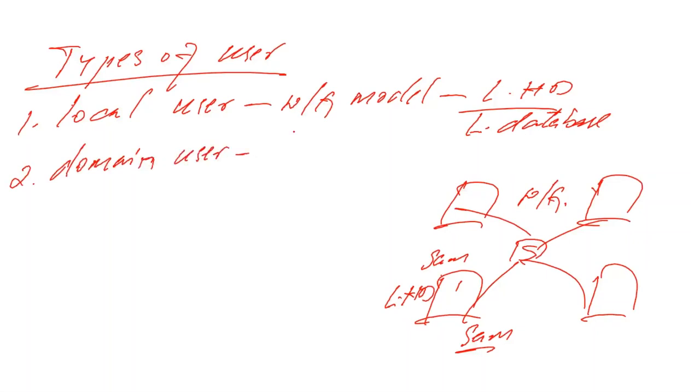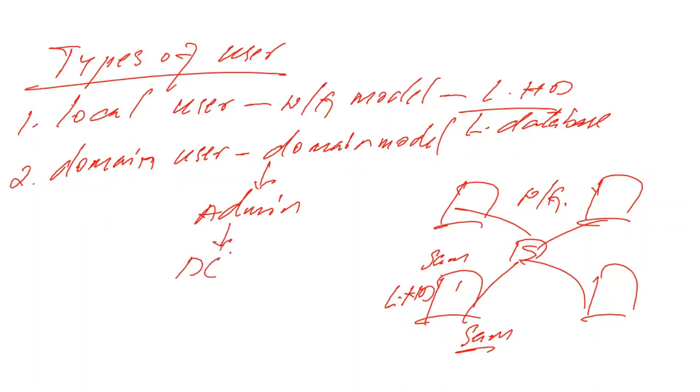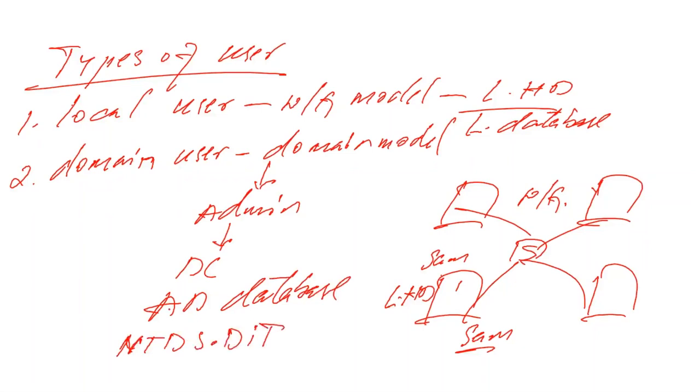Now this domain user account is designed for the domain model. This domain user account is created by your system administrator, and we are creating it on our server, in our DC, and this user information is stored in our Active Directory database, right? Our Active Directory database file name is ntds.dit. So in this file, and this user can log into any client machine in our domain.